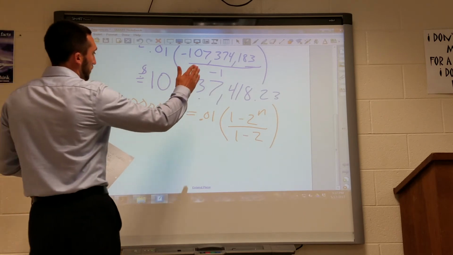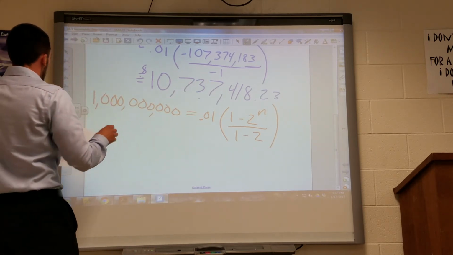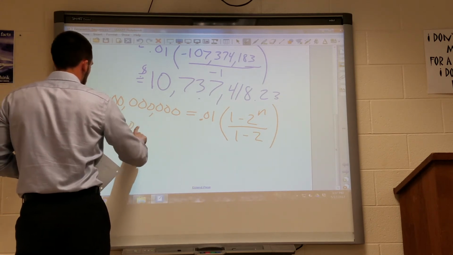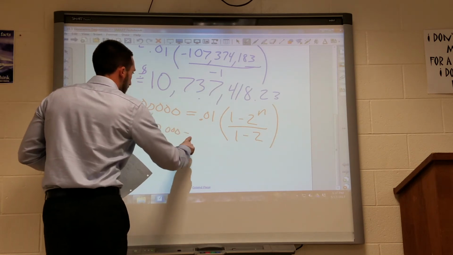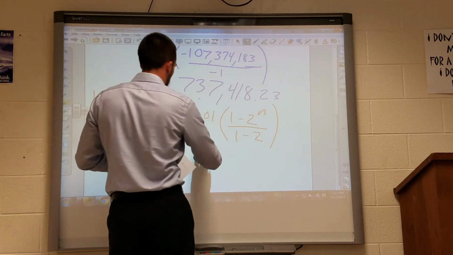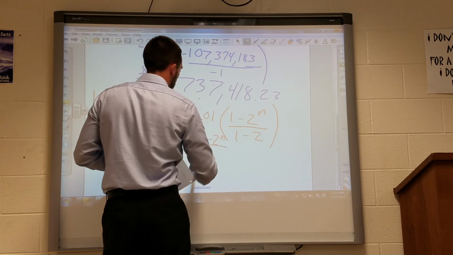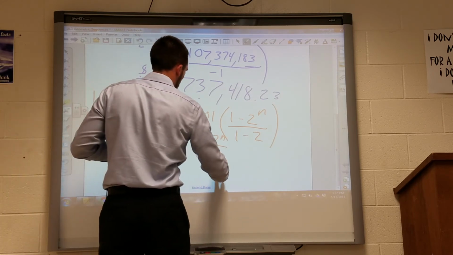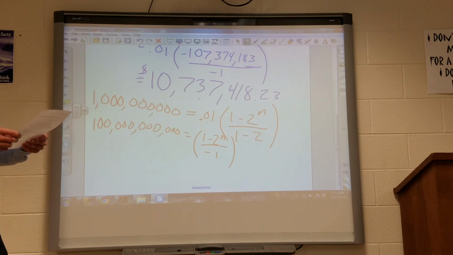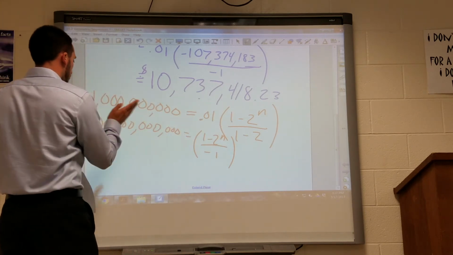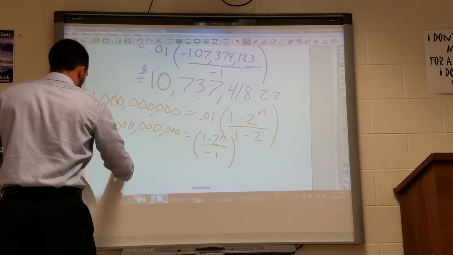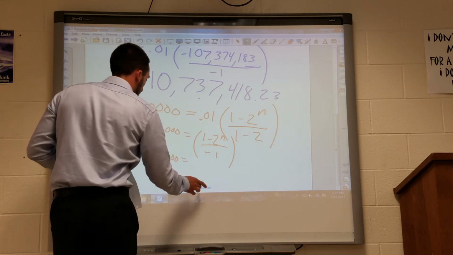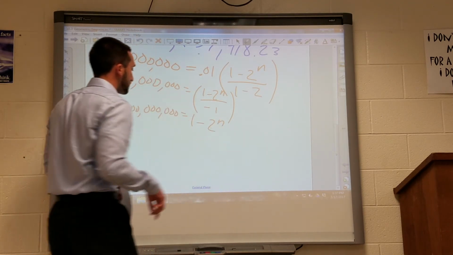So the first thing I would do is divide by 0.01. When I do that, I add 2 extra zeros, so I get to 100 billion. And that's equal to this. If I simplify this a little bit, I can also see that 1 minus 2 to the n over negative 1. Then obviously multiply by negative 1 to get the negative 1 off the bottom. That'll negate this side. That's going to be equal to 1 minus 2 to the n.